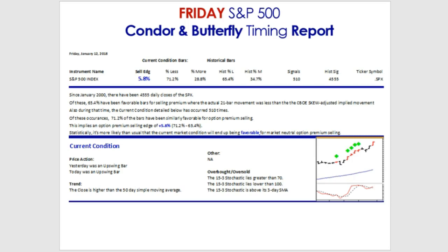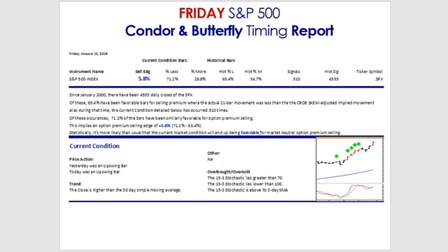All right, so once again, a favorable bar ends up being one where the market does not move as much as what is being implied by the option prices. The option prices are implying a greater move than what actually happens. That's a good bar to commence with a condor and butterfly. All right, so two-thirds of the bars in the SPX have been favorable bars for doing condors and butters.